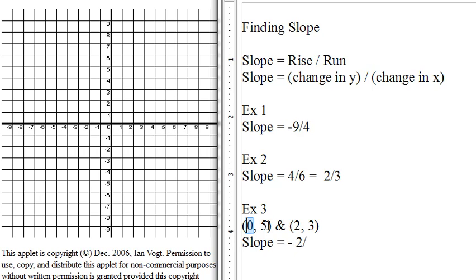And then x goes from 0 to 2. That's going up 2. So 2 over 2 is actually 1. 2 divided by 2 is 1. So this would be -1. That's my slope. Now I could graph it. I'd get exactly the same thing.